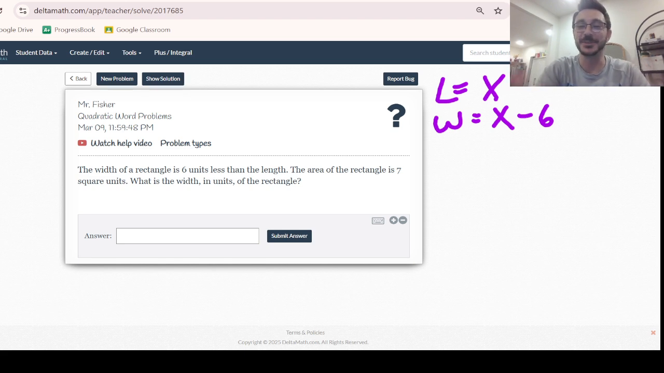I'm leaving that in. Length times width is area of a rectangle.